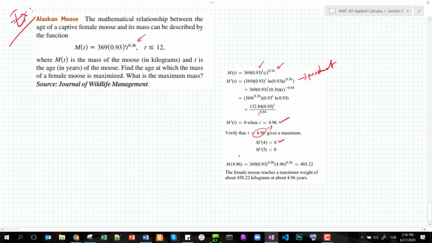So if it is maximum, I can plug that point into my function to figure out how much, at this time, I can get some meat from this female moose. As you see, after 4.96 years, this moose will have a 485 pound weight.